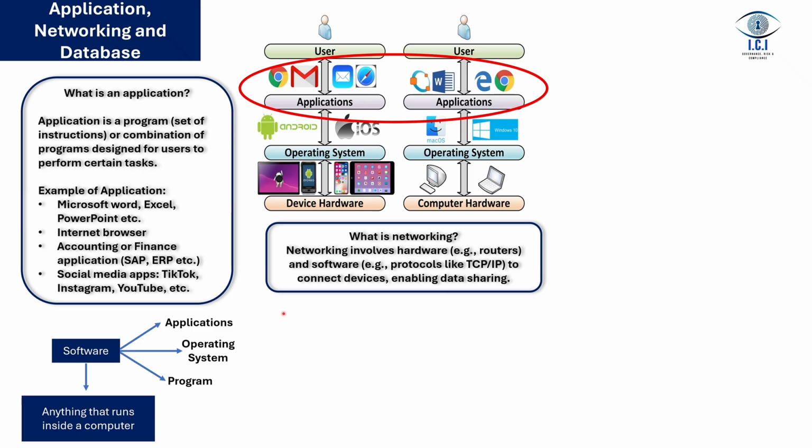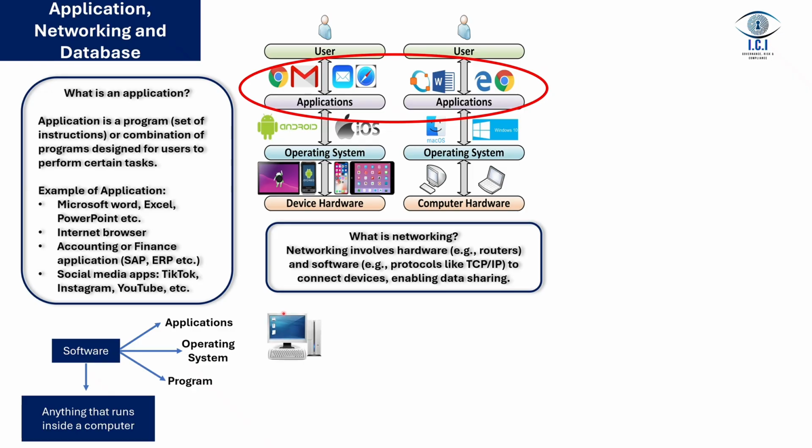Networking involves hardware and software to connect devices, enabling data sharing. Basically, networking is the connection of devices that enables data sharing. For us to achieve networking, there must be two factors in place. One is the hardware, and the second is the software. That is basically what networking is.